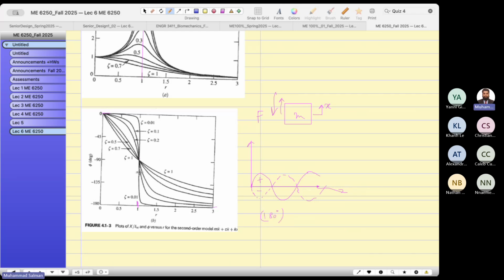So at an applied frequency, you see the 180, suddenly it flips. So this is what it means. Whenever you see in the phase diagram that the angle is changing from 0 to 180, it means there is a resonance occurring at that location. So that's what it means from the graph.